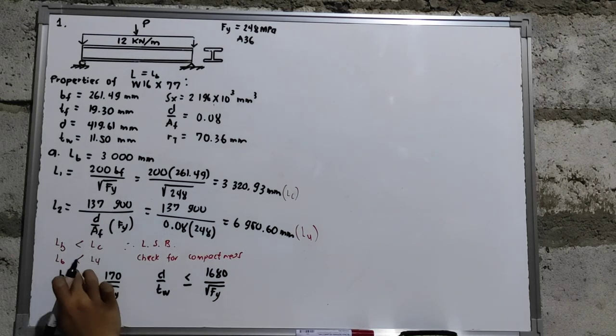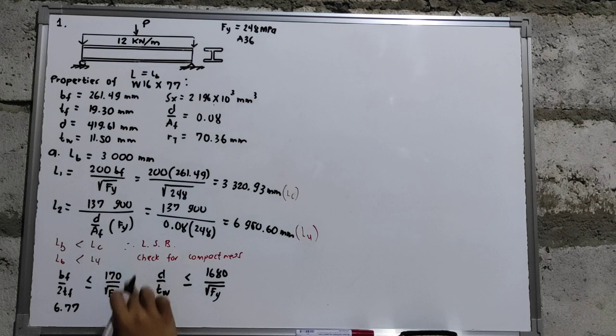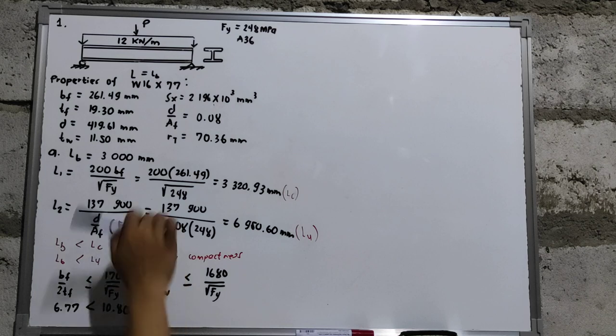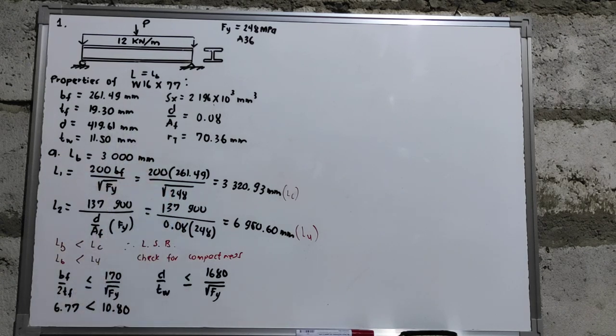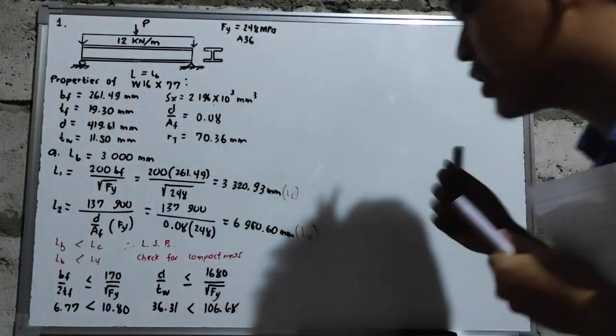If we compute BF over 2TF, that is equal to 6.77. And 170 over square root of Fy is equal to 10.80. Since it is less, we have satisfied our first criteria. Next, D over TW: our TW is 11.5 and D is 419.61, so that will become 336.31. On the other side, that is 106.68. Since it is less, therefore our section is compact.